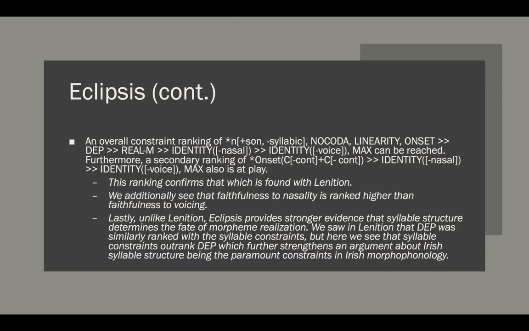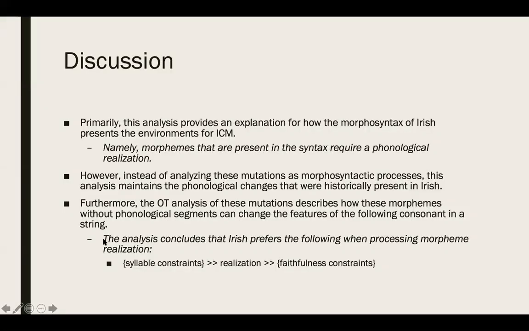Lastly, unlike lenition, eclipsis provides stronger evidence that syllable structure determines the fate of morpheme realization. In lenition, DEP was similarly ranked with syllable constraints. However, in eclipsis, syllable constraints outrank DEP, which further strengthens an argument about Irish syllable structure being the paramount constraints in Irish morphophonology. What does this mean?